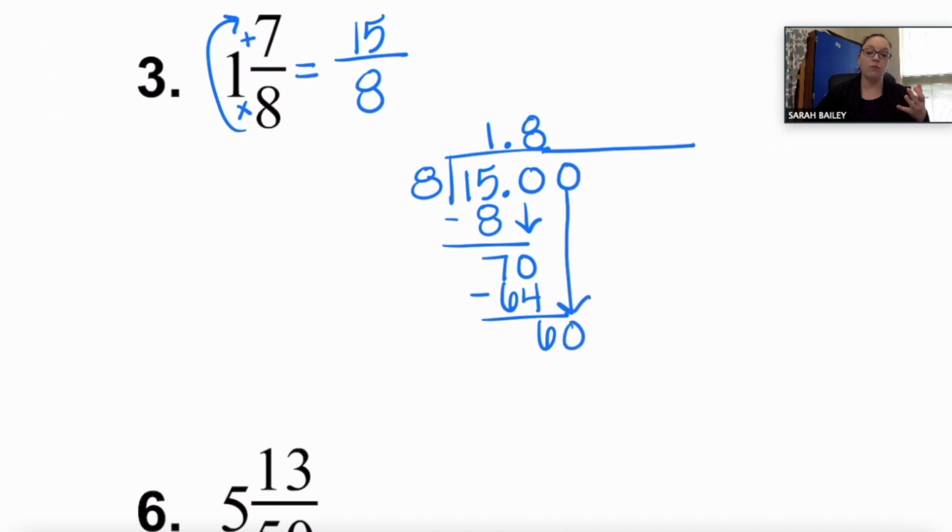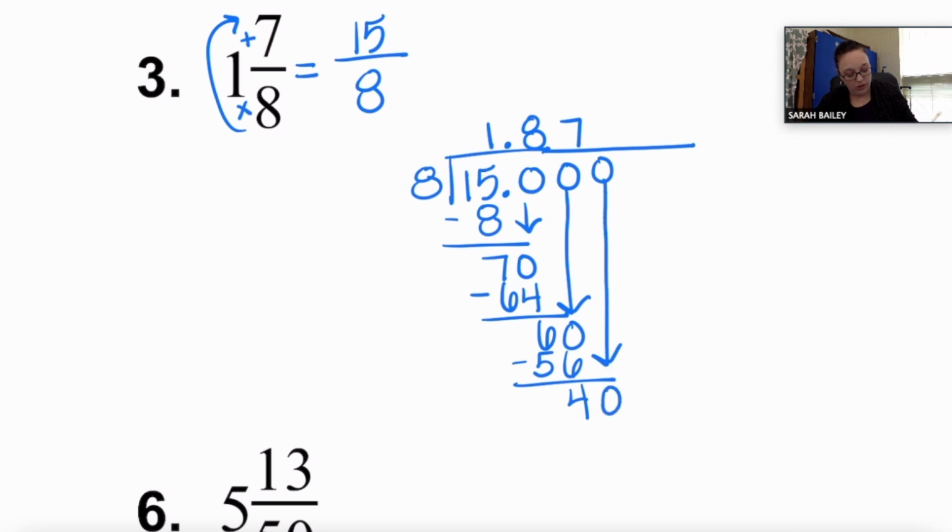And when you're doing this, remember you should be writing neatly so that everything lines up and you don't get confused. Okay, so now I'm going to ask myself, how many times would 8 go into 60? Well, 8 times 7 is 56, so 7 times. We said 7 times 8 was 56. 60 minus 56 is 4. I'm going to have to add another 0 and bring it down.